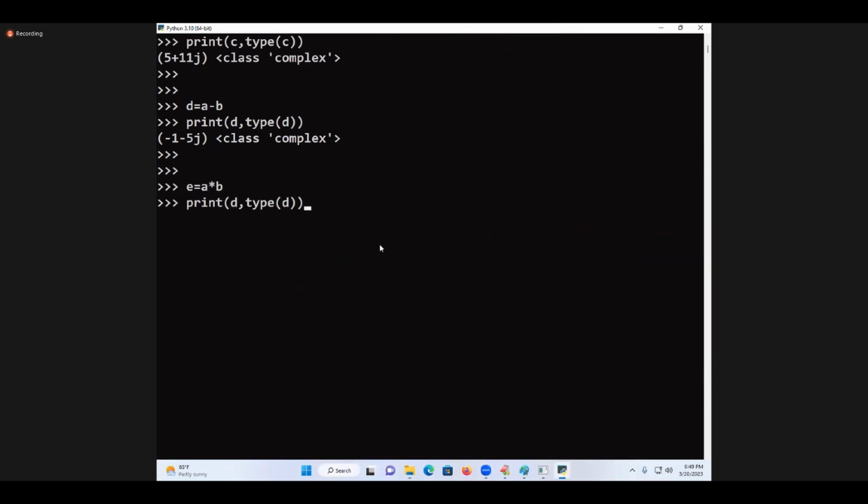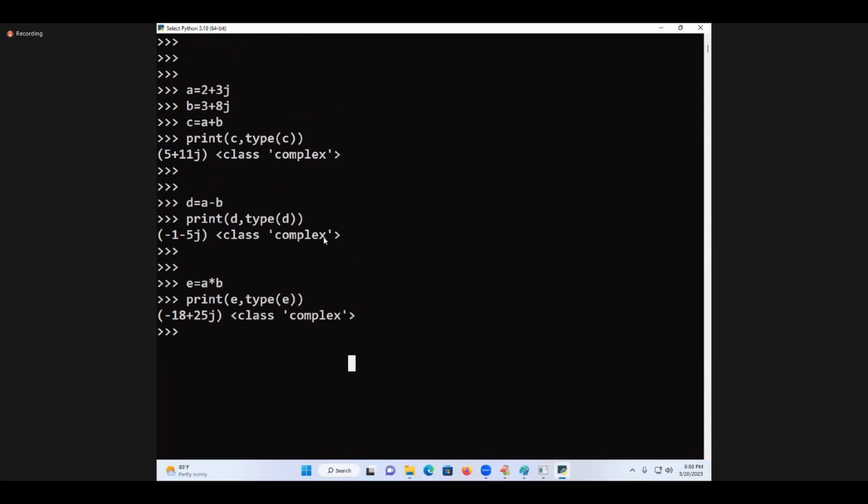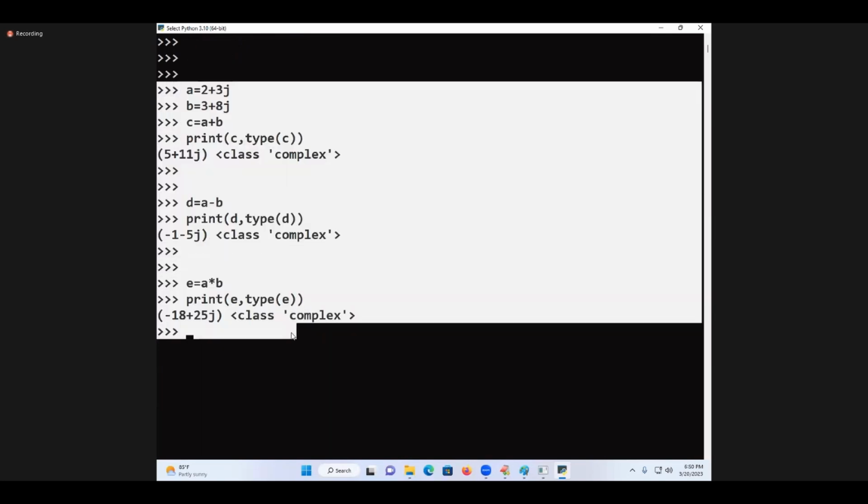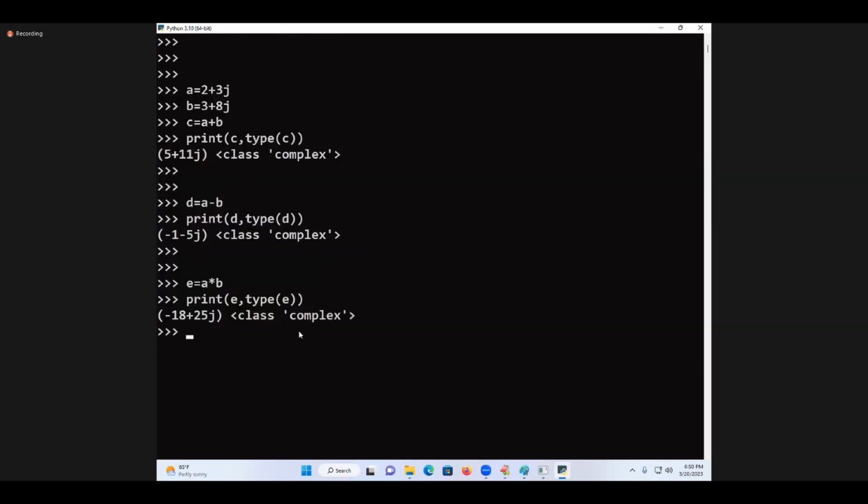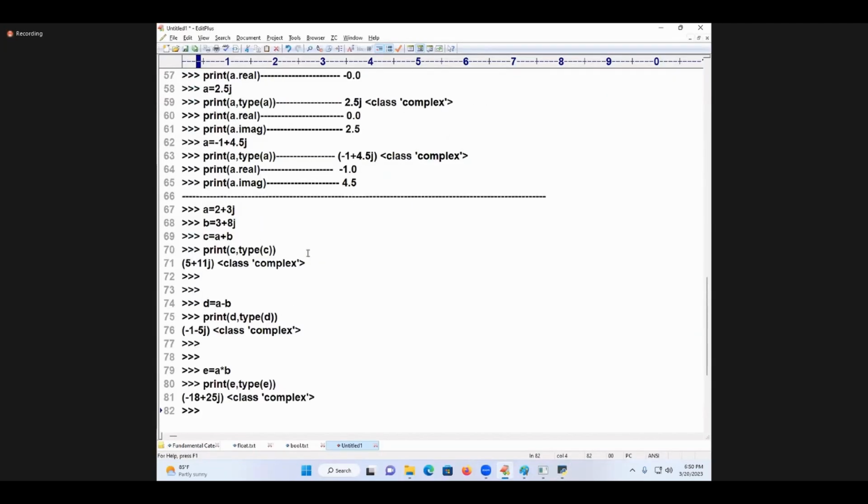So coming back to the point, E comma type of E. Are you getting? Minus 18 plus 25j. What is this type? Complex type. Clear? Right. So like that we can do a lot of operations, students. These operations will still be coming at the data science level, NumPy level also. I will explain this. This is a basic level. I am explaining all these things.